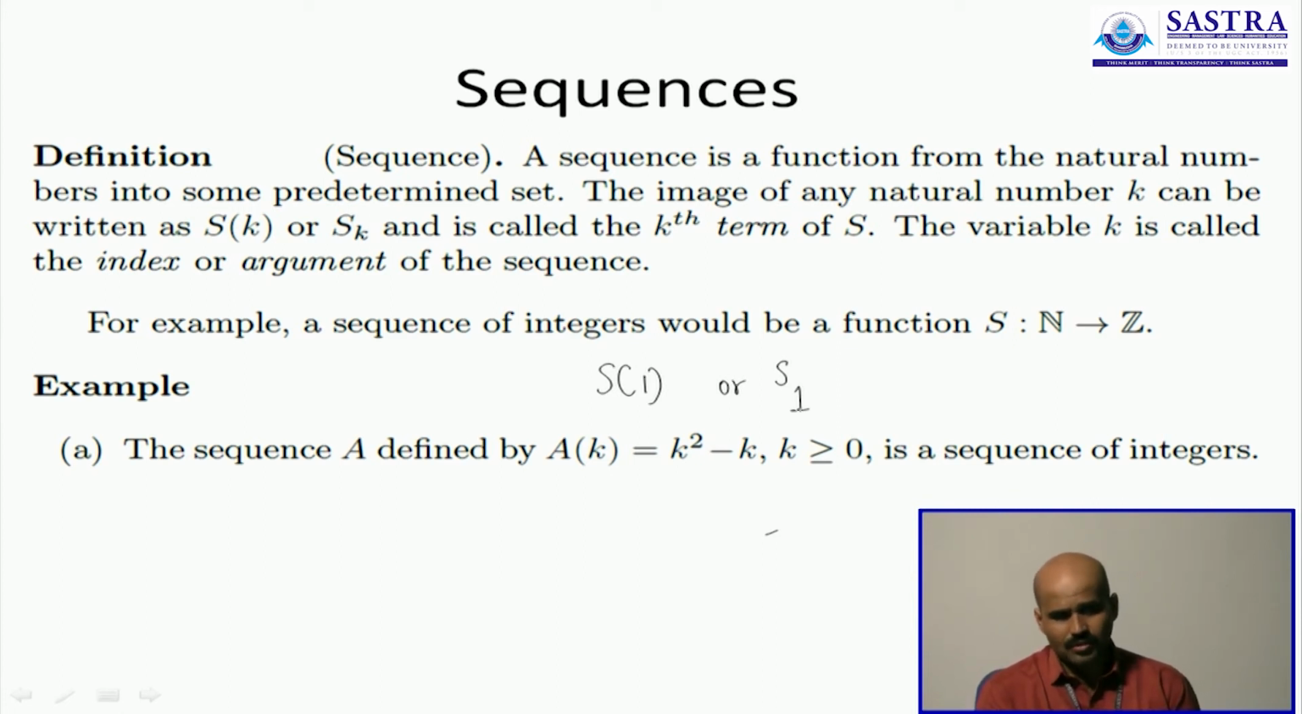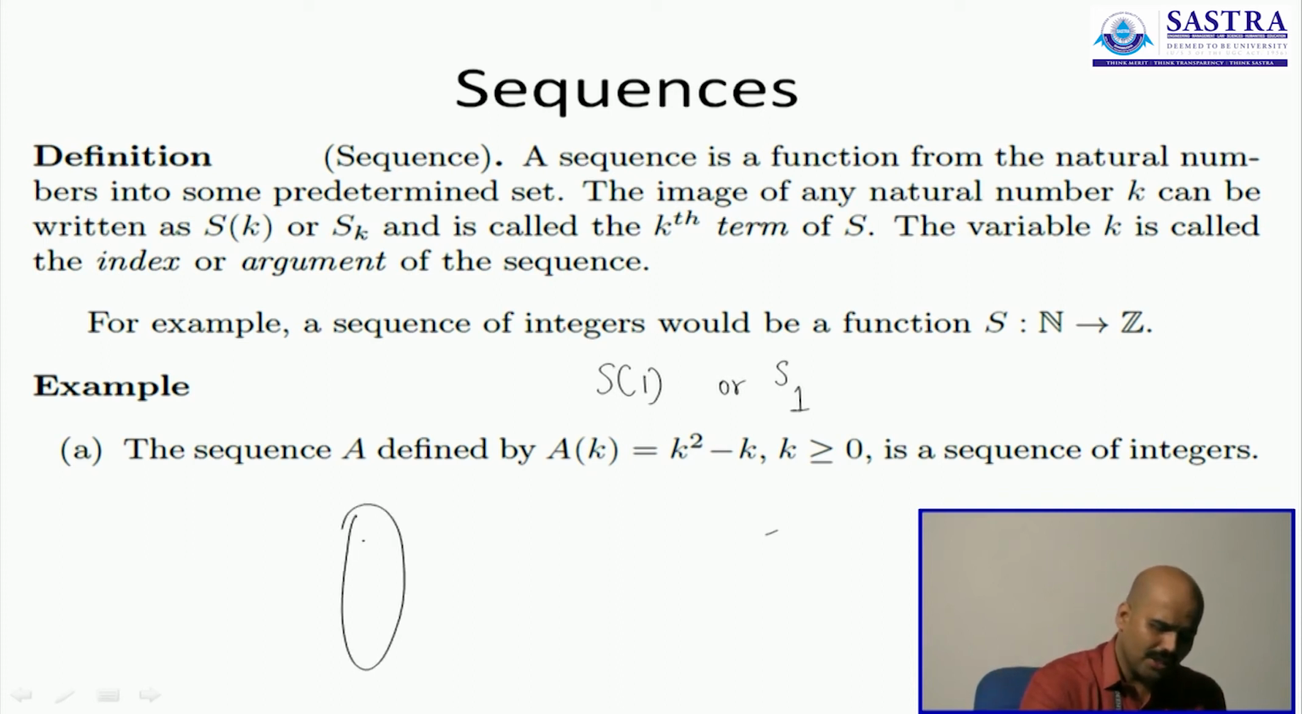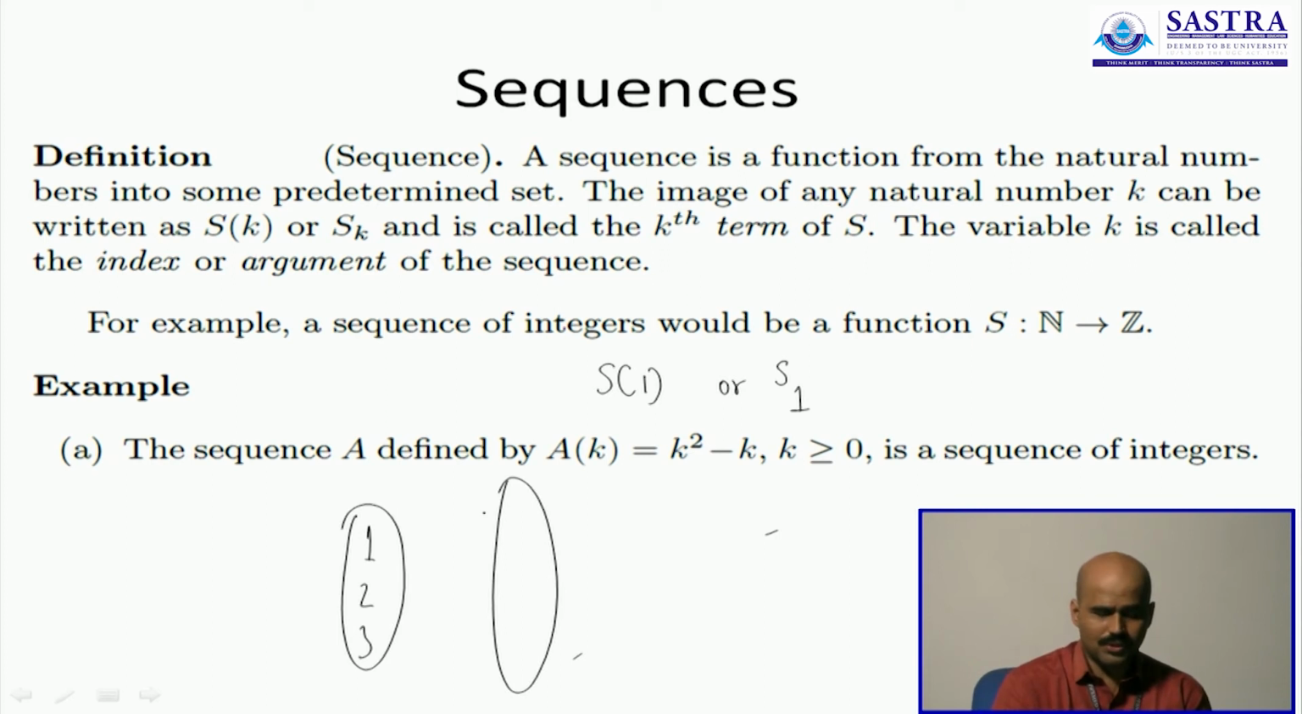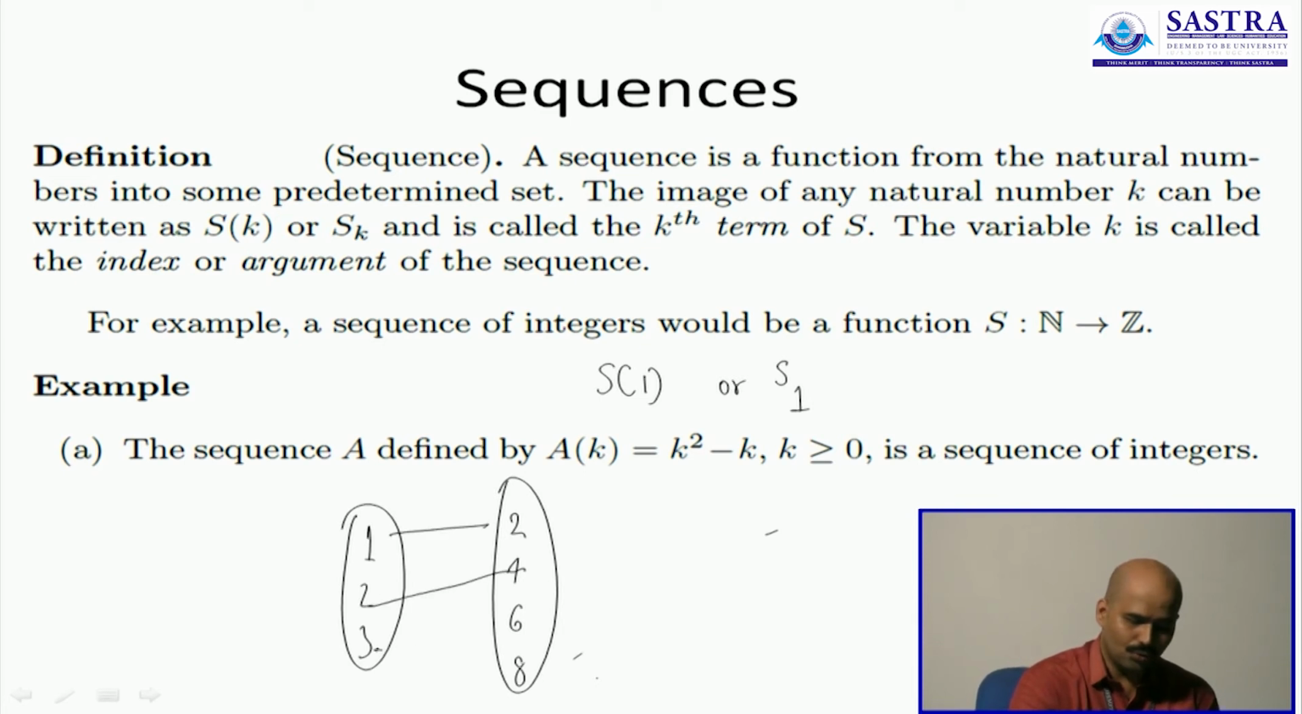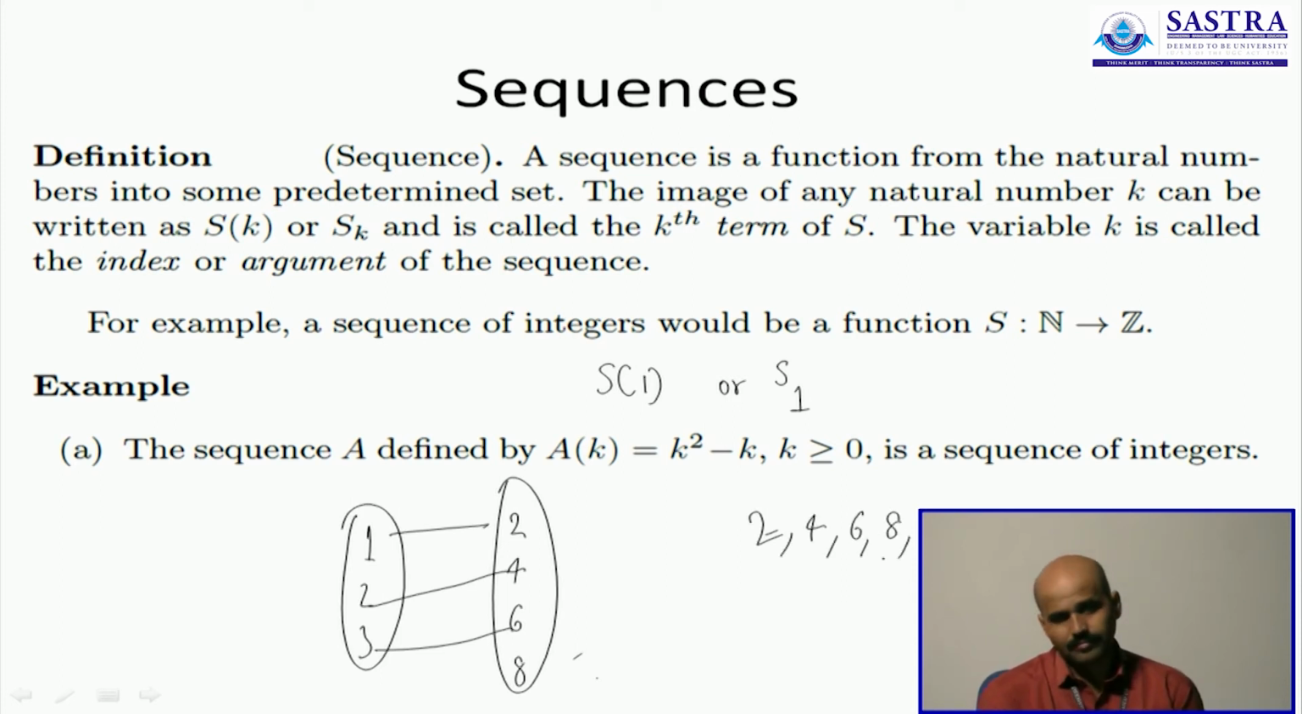It's a function from the set of all natural numbers. Natural numbers begin at 1: 1, 2, 3, etc. Whole numbers begin at 0. So I map the set of all natural numbers to the set of all numbers which are even. So 1 goes to 2, 2 goes to 4, 3 goes to 6, 4 goes to 8, etc. That will form a sequence 2, 4, 6, 8.